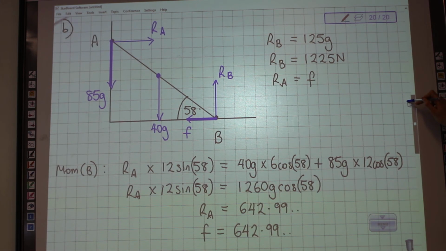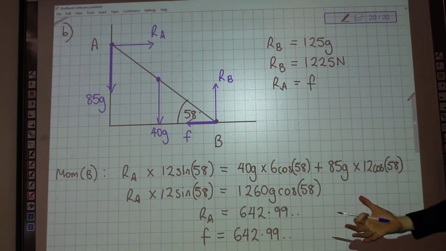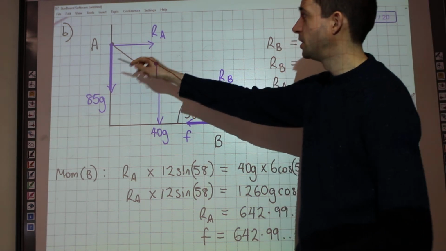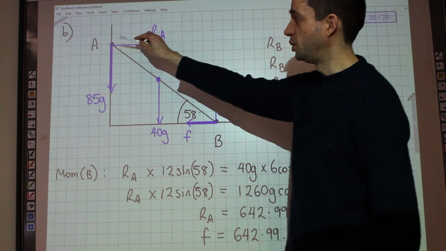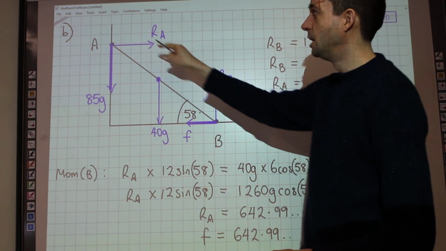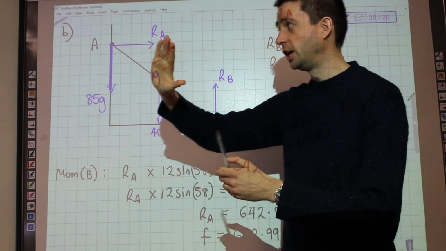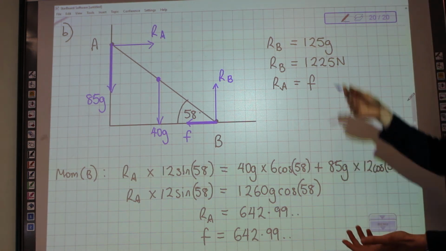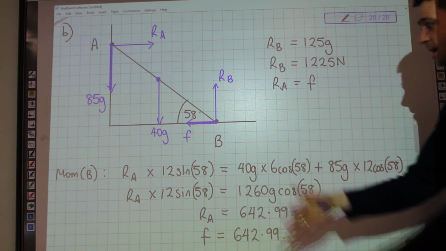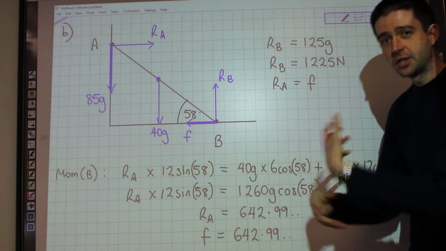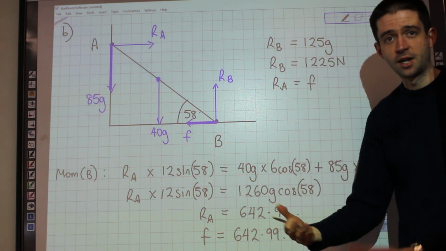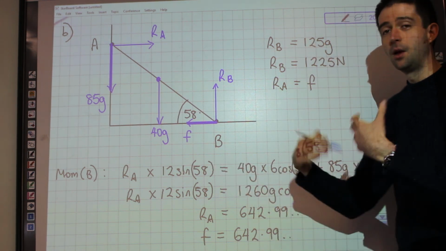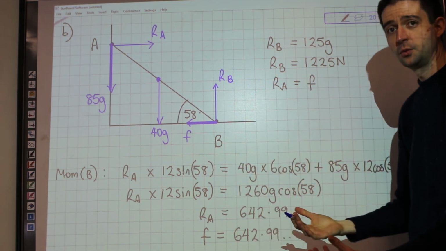So, reviewing part B, I drew a new diagram. Some things were the same, some things had changed. The fact that the man had moved meant that the reaction force at the wall had changed, because moving up and down the ladder changes the amount of force that the ladder is pushing into the wall. But again, it's a statics question. We resolved vertically, we resolved horizontally, and we did a moments equation. It's the same three things each time. That's your strategy. Vertical, horizontal, moments. Always the same. One of those three things will get you closer to what you need.